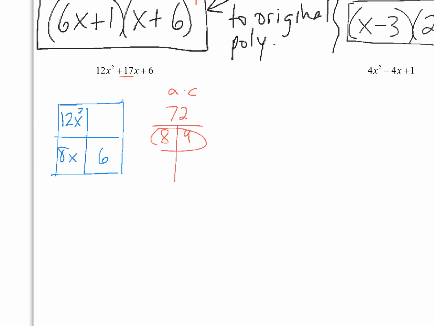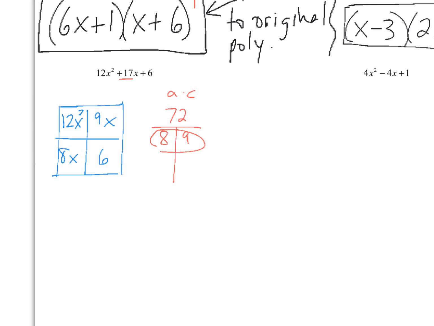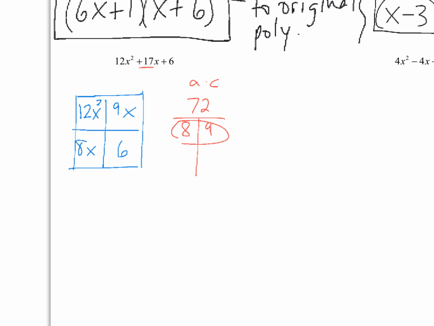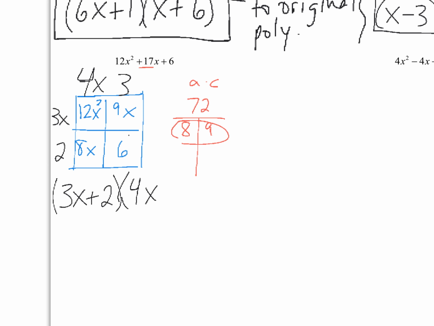So I'm going to put 8x and 9x and do my GCF of this box method. So let me move this over a little bit more. First row, I can take a 3 and an x out. Second row, I'm going to pull a 2 out. Column, I can take 4x out. And then the last, I'm going to pull a 3 out. So 3x plus 2, 4x plus 3.